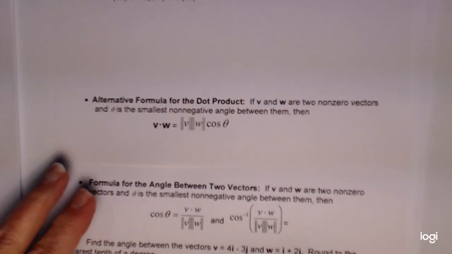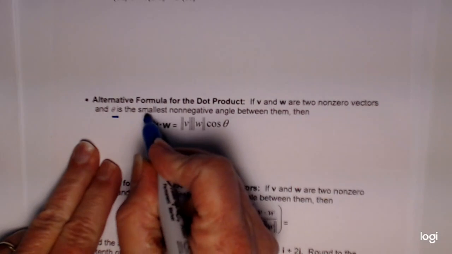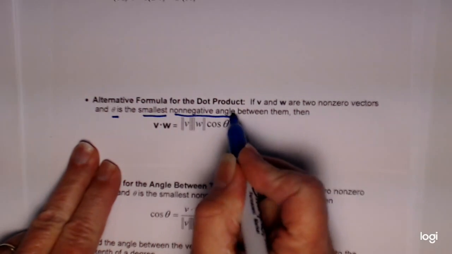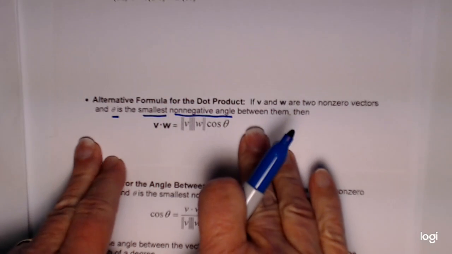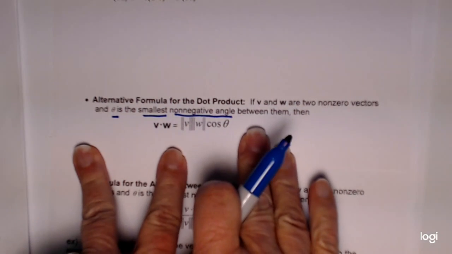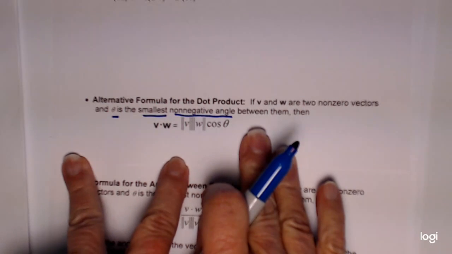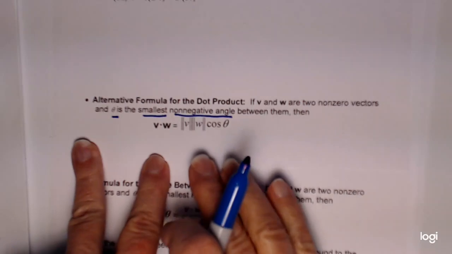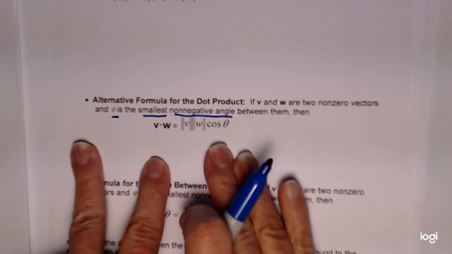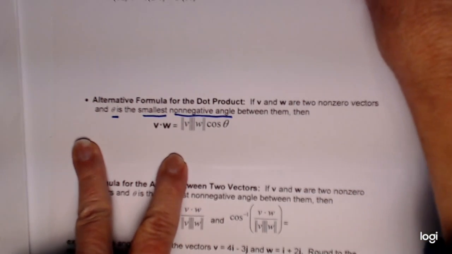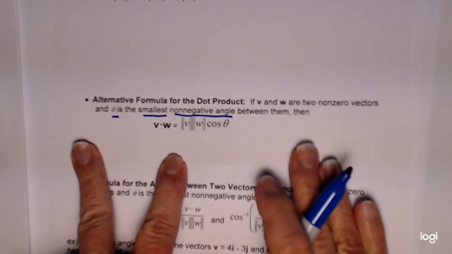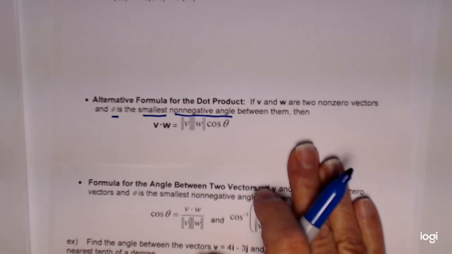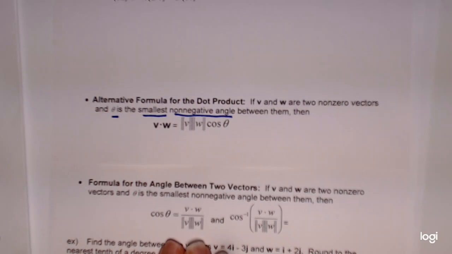And specifically, as it says here, theta is the smallest non-negative angle. So we're going to be defining this angle between the two vectors going in our counterclockwise direction. So this form is interesting, I suppose, but where we're going to use this more so is to find the angle between the two vectors.